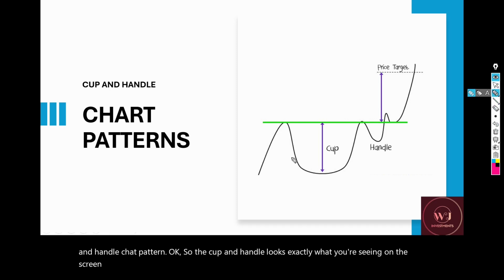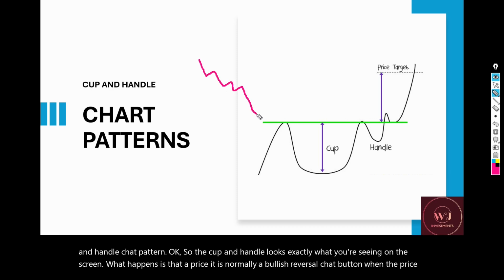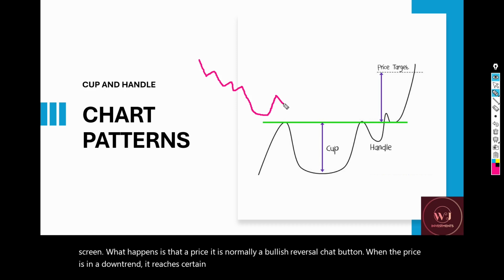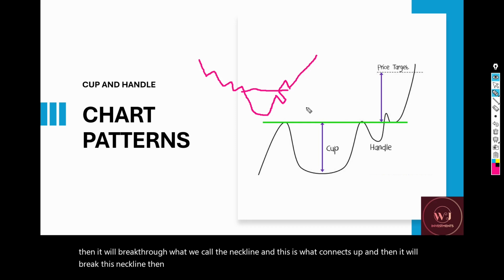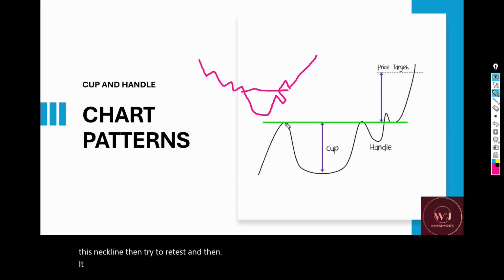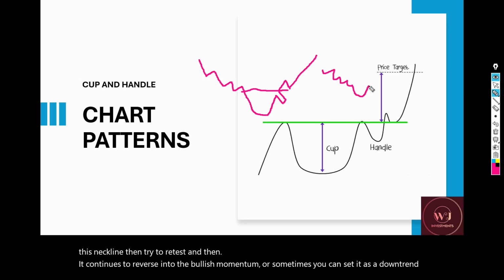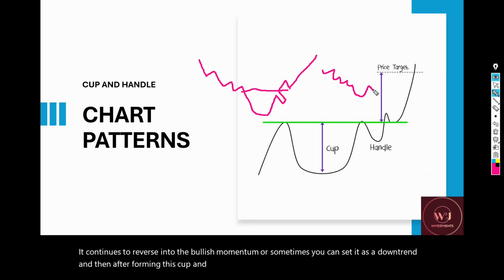What happens is that the price, it is normally a bullish reversal chart pattern. When the price is in a downtrend, it reaches a certain consolidation and it forms this cup format, and then after that it will break through what we call the neckline, and this is what connects up, and then it will break this neckline, then try to retest, and then it continues to reverse into the bullish momentum. Or sometimes you can say it's a downtrend, and then after forming this cup and handle chart pattern, when it breaks, it does not retest, and then it just continues to wave high.